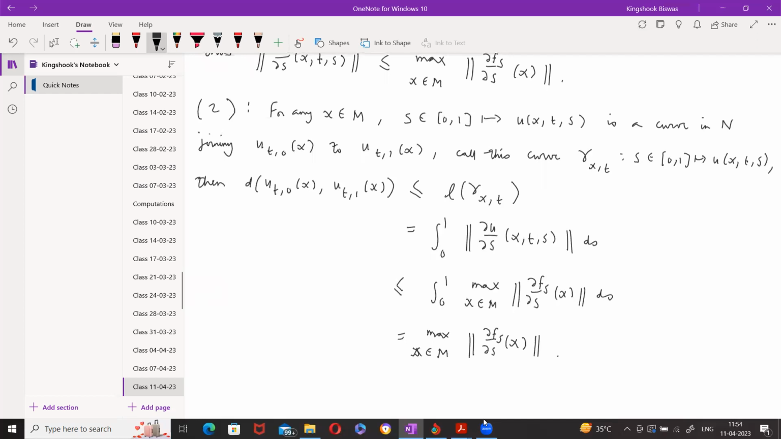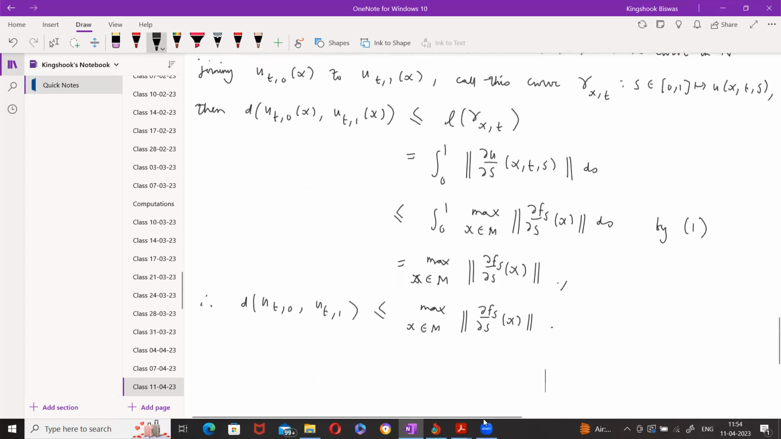Yes, sir. So this is by part one, and this is true for all x in M. Therefore the sup, that is the distance between u_{t0} and u_{t1}, is less than this same constant, max over x in M of the norm of del f_s del s. All right, so that finishes the proof of the proposition.